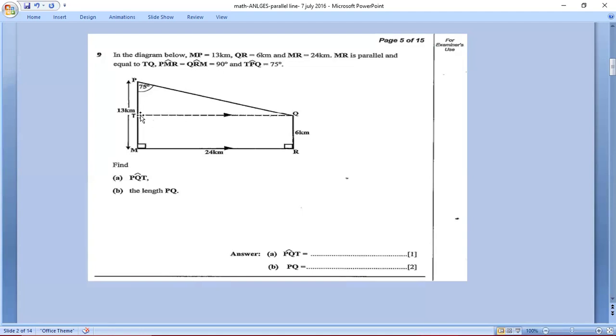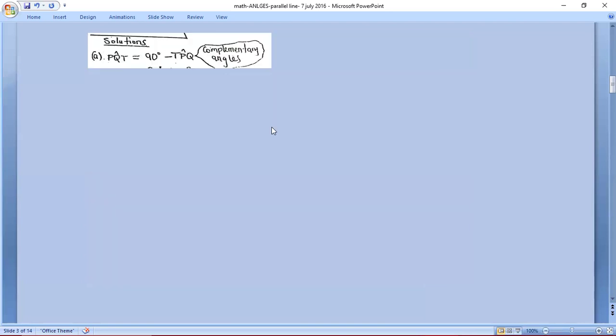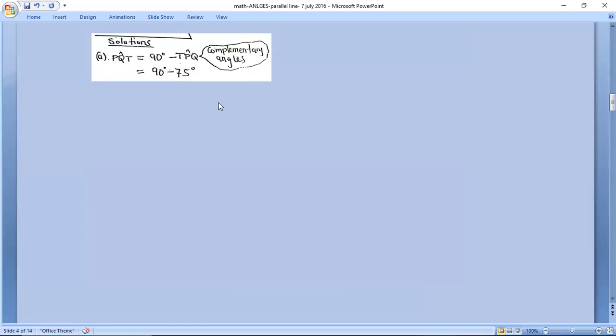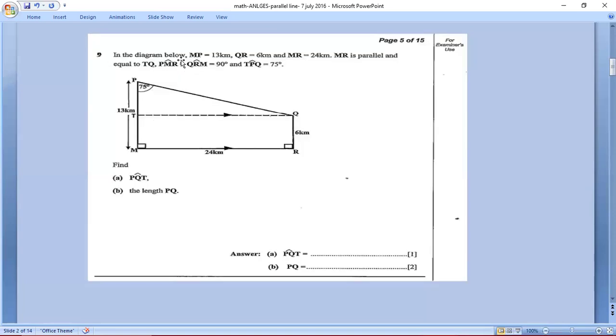And if this is 90, angles in a triangle add up to 180. Think about it like that. We'll be looking at this triangle. So we have two angles that are known, 75 and this 90. So we just don't know the other angle, which we are looking for, PQT. And to go on to answer this one, we're saying PQT is equal to 90 minus TPQ. Why 90? Why subtracting from 90? It's because we already know that this is a 90 here.